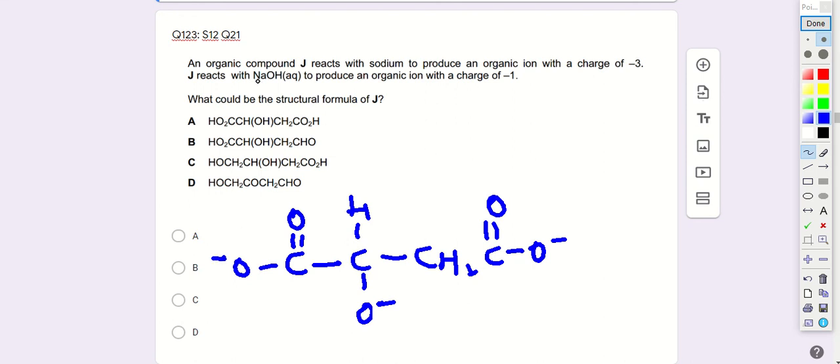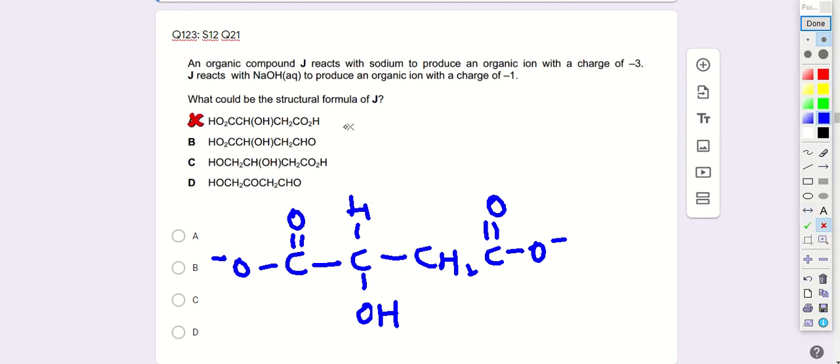But what about reaction with sodium hydroxide? With sodium hydroxide, only carboxylic acid can react. Alcohol will not. So you will only get a negative charge on both ends, but there is no negative charge here because this remains as alcohol. So if A is the answer, J will react with sodium hydroxide to produce an organic ion with charge of -2, not -1. So A is not the answer. Let me cross this.